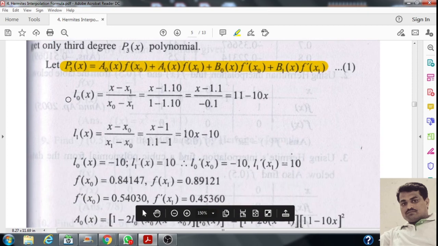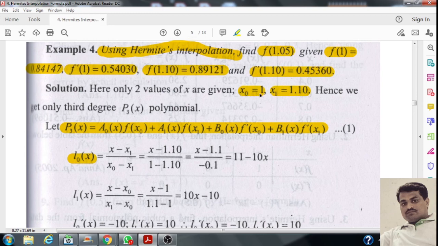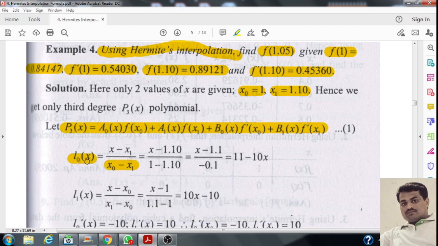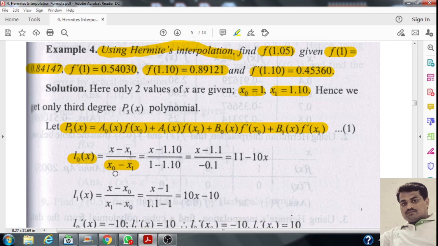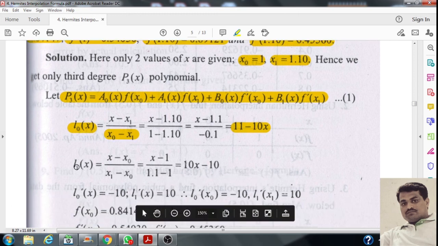Hence we consider L0 and L1. In the same way, here we can find L0 of x. L0 of x means how many values of x? 1 and 1.1. L naught of x means x minus x1 divided by x naught minus x1. L naught of x means subtract all the values of x from the variable x except x naught. Except x naught means the remaining is x1. Hence we write x minus x1 in the numerator, and in the denominator the same factor, only replacing x by x naught. We get this term. Then put the values of x naught and x1 in this term and simplify, and we get 11 minus 10x.